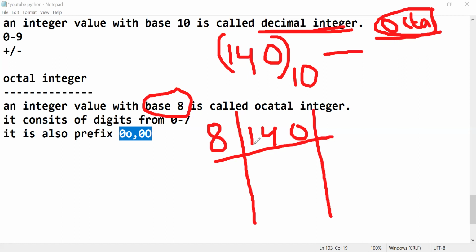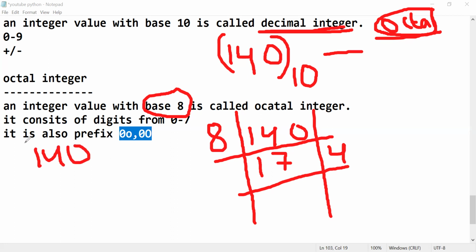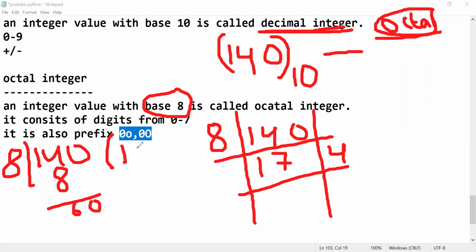See guys, how many times will it divide? 8 ones are 8, 8 twos are 16. First, one time it will divide by 8. The remaining we get is 60. And next, 7 eights are 56, 17. The remainder we get is 4, right? When we divide 140 by 8, first we take 8 ones are 8 and the remainder is 6, and we take 0. 7 eights are 56, the remainder is 4, guys.